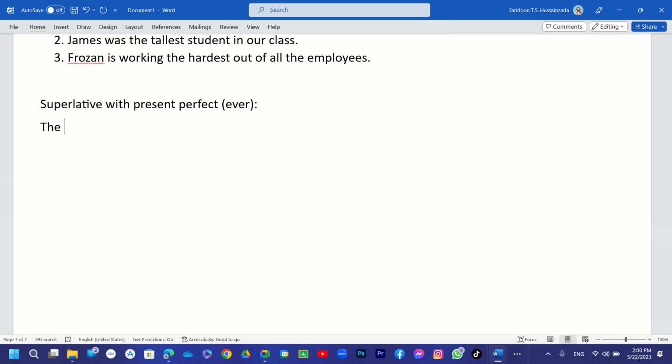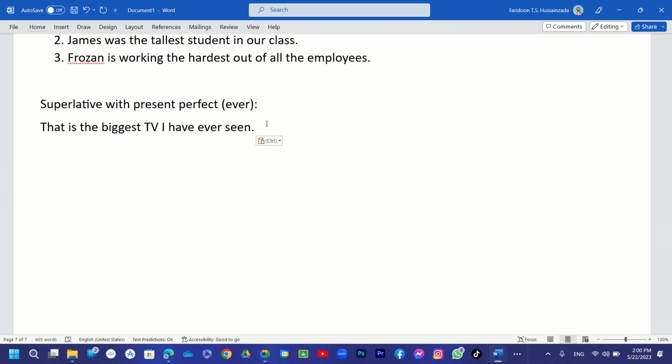That is the biggest TV I have ever seen. See? Now, your sentence is correct even without I've ever seen. Your sentence is correct even without I've ever seen. That is the biggest TV.